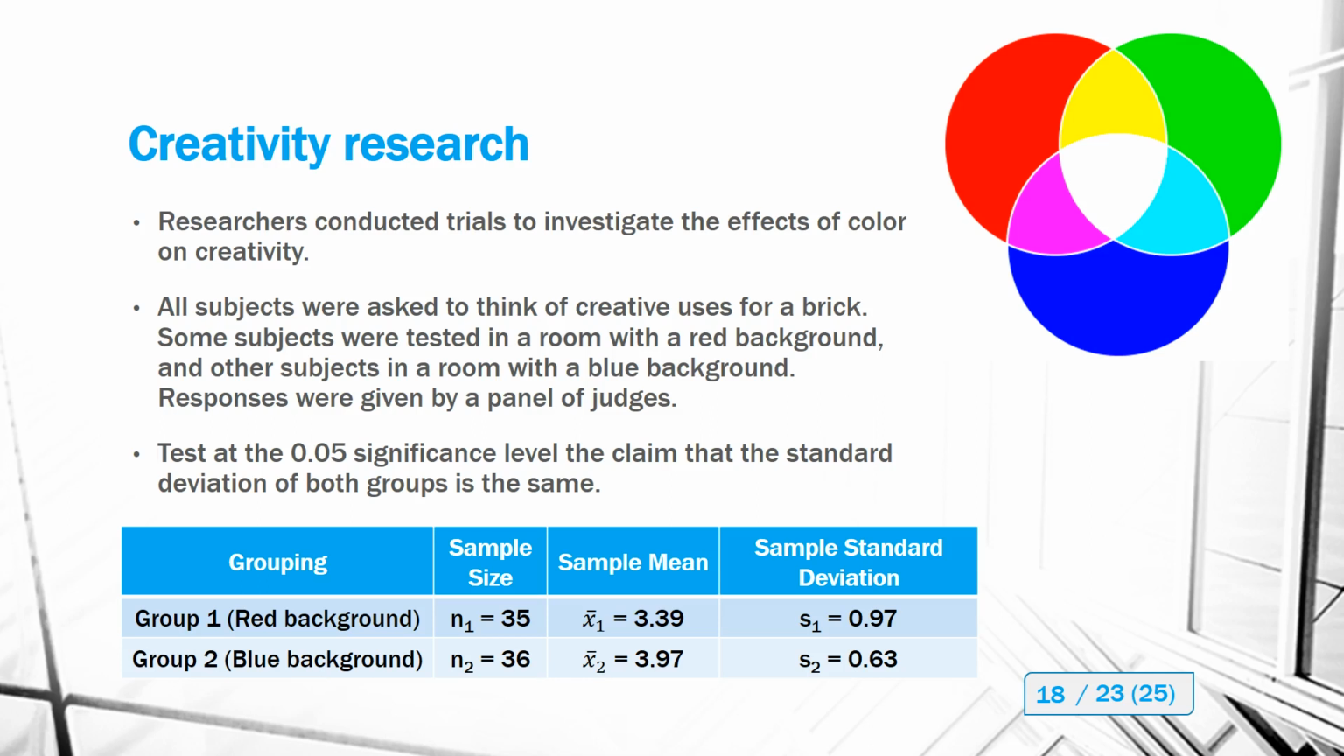So here we see the same sample statistics that we saw previously, but now we're asked to test at the 5% significance level the claim that the standard deviation of both groups is the same. In other words, there's just as much variation between the number of ideas in one group as there is in the other.